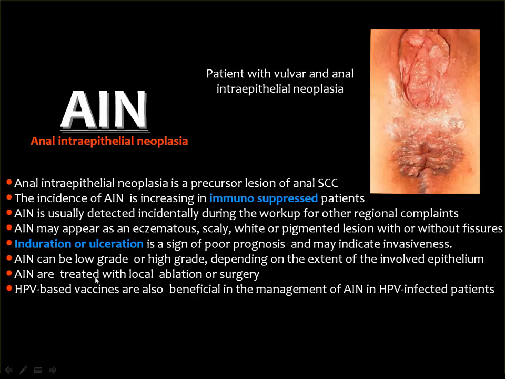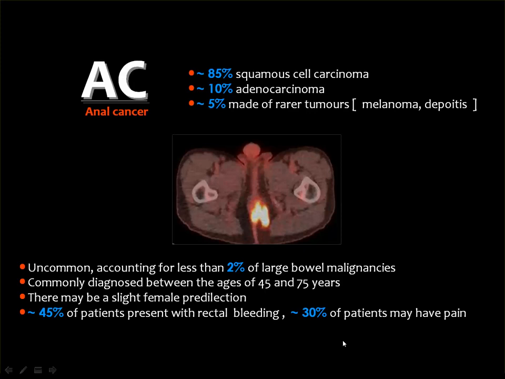The bad signs are induration or ulcerations, which indicate a poor prognosis. Anal intraepithelial neoplasia may be of low grade or high grade, and they are treated with local ablation or surgery. They are associated with human papilloma virus, and such patients may benefit from the vaccines against this virus.